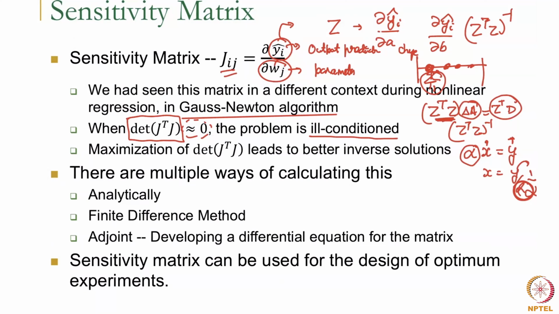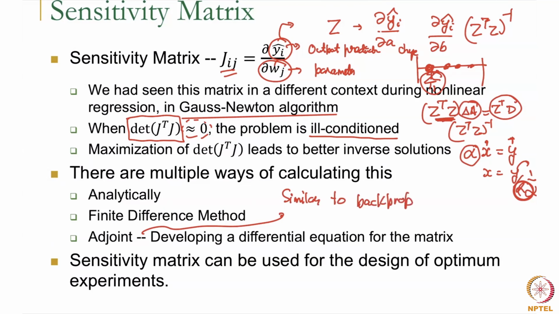Finally, in case of differential equations, you can use something called the adjoint method, which is one of the topics we have not covered here. There are clever ways of calculating an equation directly for J. Just like we have a differential equation for Y, we can develop an entire differential equation for this matrix also, and that's called the adjoint method. Turns out this is similar to using backprop.